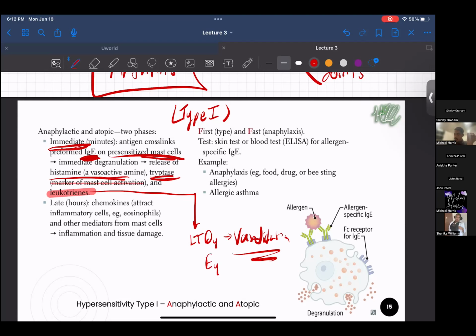But the other guy is IL-5, this interleukin that stimulates eosinophils to come. And they release major basic protein, which causes the late effect. Okay?